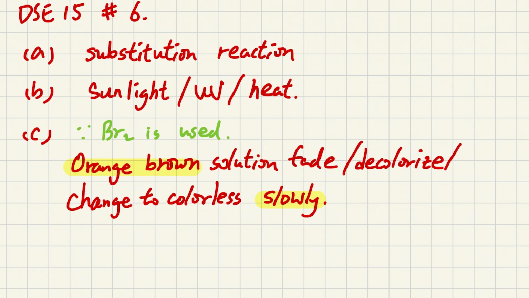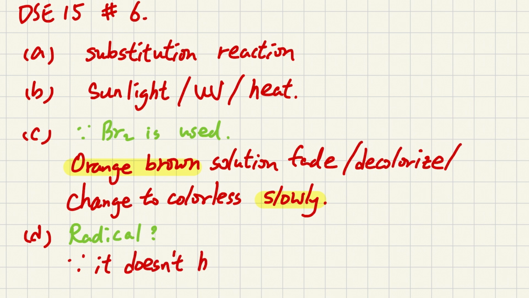Next one, why is the radical so reactive? Many of you write down because it doesn't have a shared electron, or has one unshared electron, or an unpaired electron. This is correct, but not enough. The question is, why is something with one unpaired electron so reactive? So let's go back to the basics. The answer is because the radical doesn't have an octet structure.